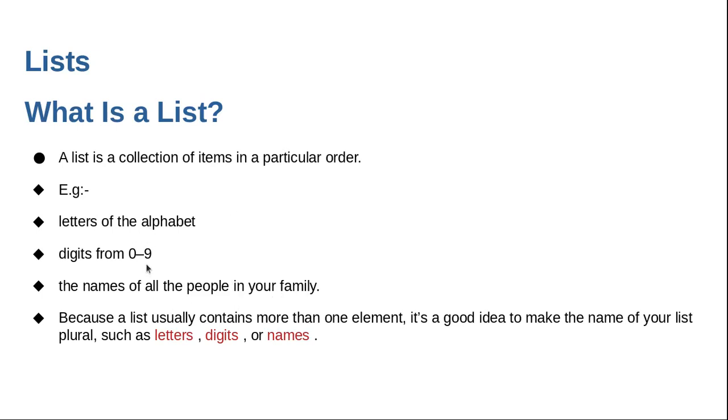Since a list contains more than one element, it's a good idea to make the name of the list plural. This is a convention. For example, if you want to store the letters of the alphabet, the name for your list variable should be letters, plural, and digits, and also names for the names of your family.